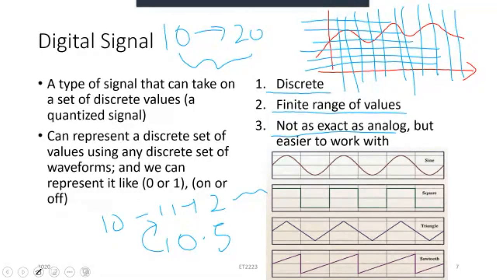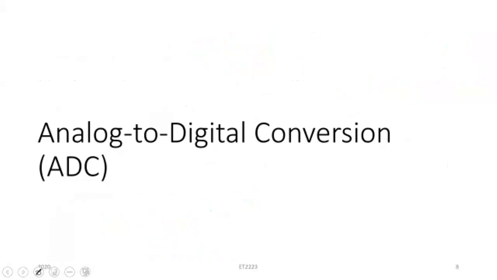And one of the common ways that we would represent digital signals is using binary. So we will normally use discrete values using binary in a digital signal. So now let's look at how we can take an analog signal and convert it into a digital signal using what is called analog to digital conversion, or ADC.